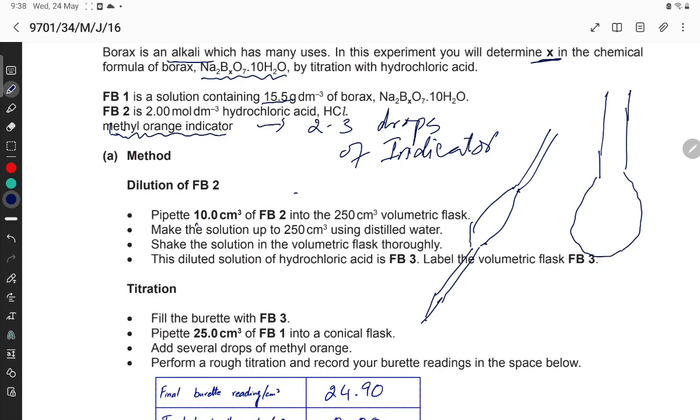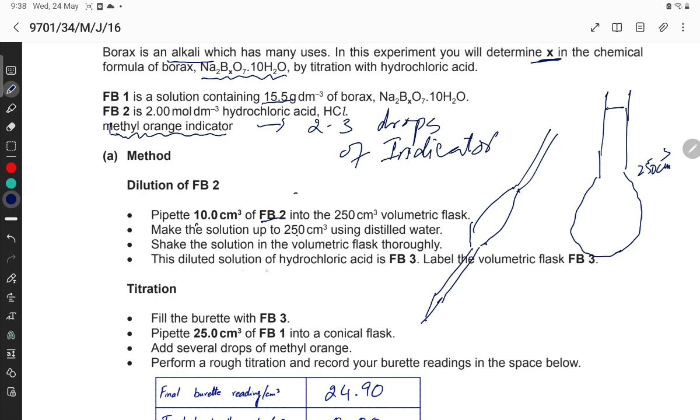This is the titration flask. This is the 250 centimeter cube volumetric flask. So pipette out 10 centimeter cube of FB2 into the 250 centimeter volumetric flask. Make the solution up to 250 centimeter cube. Fill this flask up to 250 centimeter cube with distilled water. Shake the solution in the volumetric flask thoroughly.